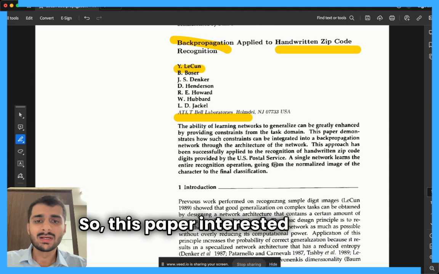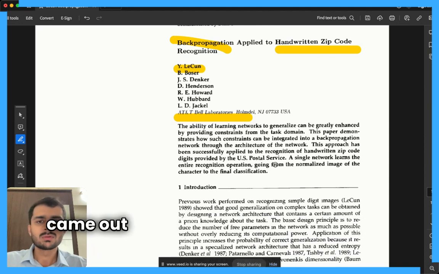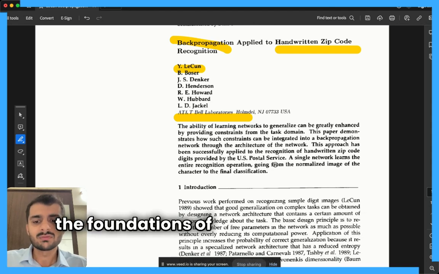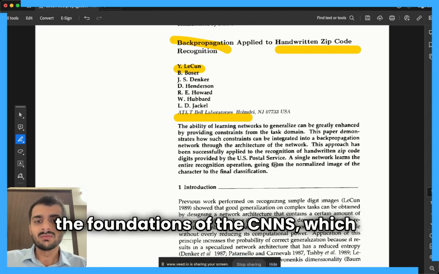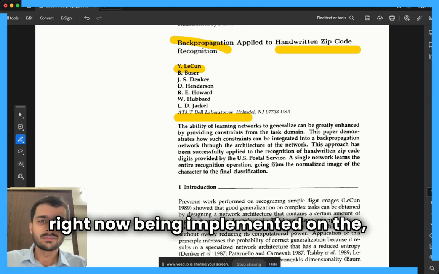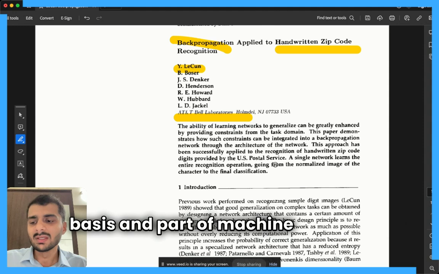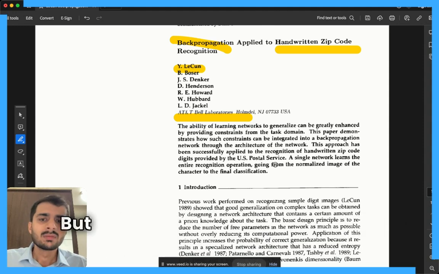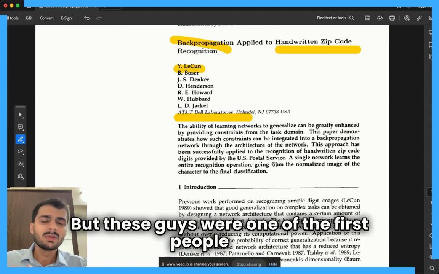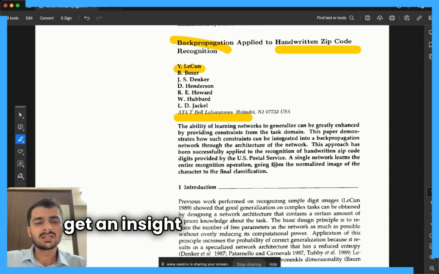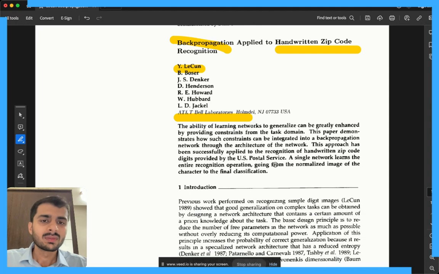This paper interested me a lot because it came out almost 3 decades ago and really laid the foundations of the CNNs which we are seeing right now being implemented on a regular basis and part of machine learning curriculums and coursework. But these guys were one of the first people who actually came up with this algorithm, and I wanted to get an insight into their mindset and what the thought process was before even writing this paper.